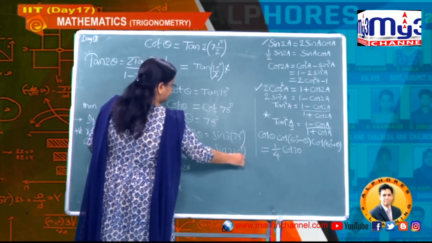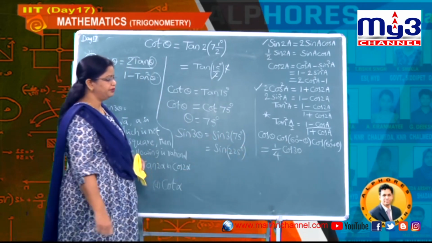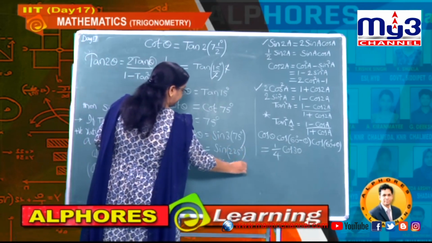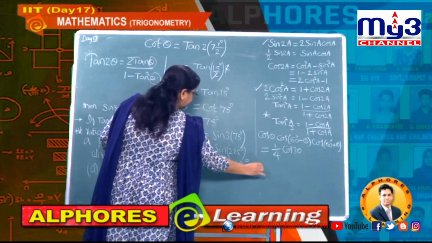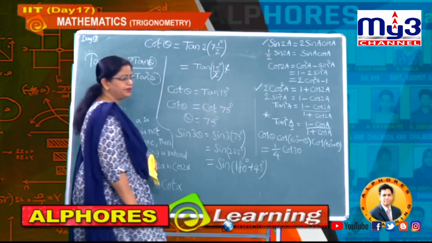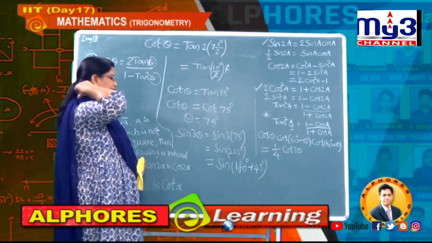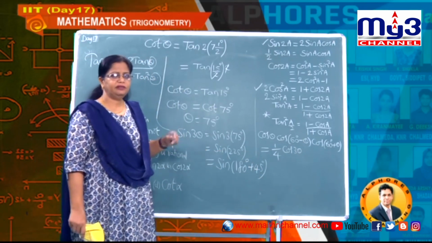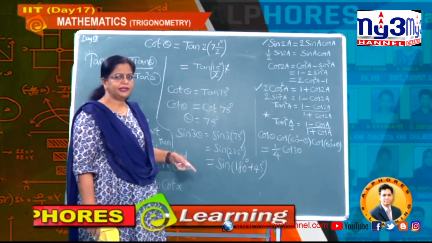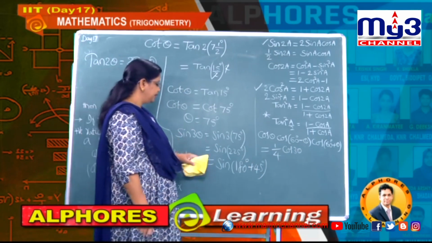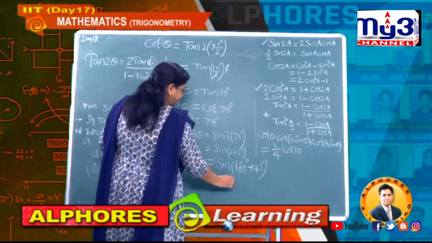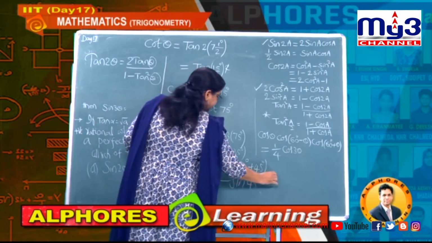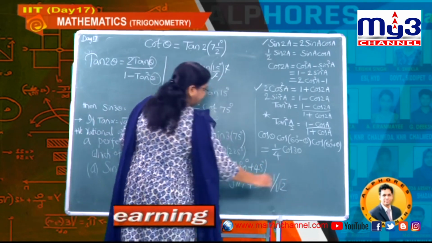If you multiply, it's nothing but 225, and 225 can be written as 180 plus 45. Because it is a known value, you can write the answer completely. Now sin of 180 plus theta, what is the value here? It is minus sin theta. Hence, finally students, you got the minus sign. What is the value? 45 degrees. So the answer is minus 1 divided by root 2.